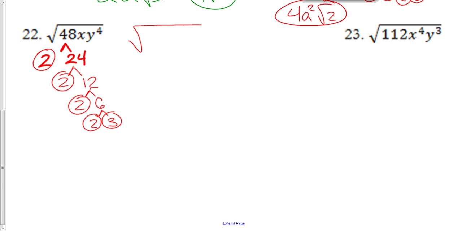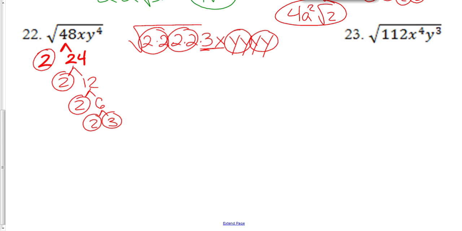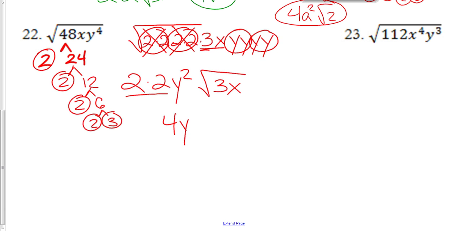So I have 1, 2, 3, 4 2's, a 3, 1 x, and then 4 y's. 1, 2, 3, 4. Group, group, group, and group. These guys are left by themselves. So I can pull a 2 and a second 2, and then I can pull out 2 y's. So once again, I'm going to write y squared. Inside I still have 3x. Multiplying gives me 4y squared, square root of 3x.